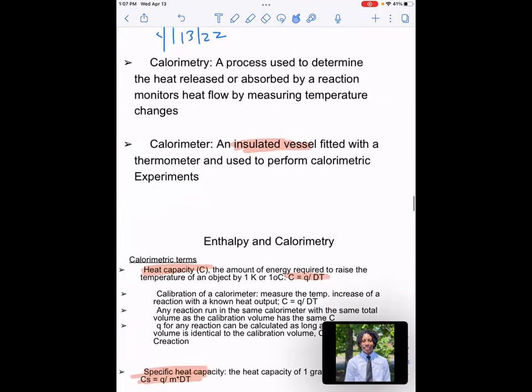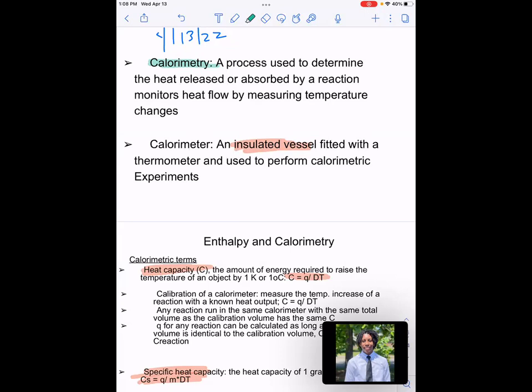So calorimetry is the way we study enthalpy. It's a process that we use to determine the heat either given off by a reaction or absorbed, and we measure those temperature changes. And in doing that, we're able to determine Q, which we can also relate to delta H, which we've done already in a previous lecture. So the way we study heat and delta H and Q is inside of what we call a calorimeter.